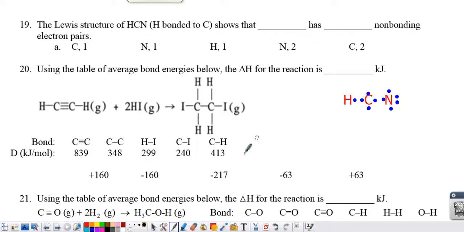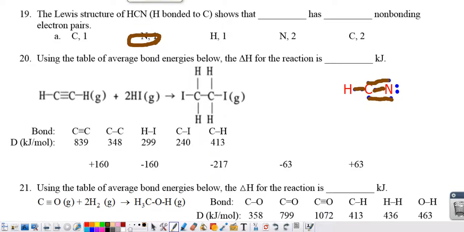Then hydrogen has 1. And then we bond them. Carbon needs more, so does nitrogen. Bond them. Okay. So we have how many? Nitrogen has blank non-bonding pairs. Nitrogen has 1 non-bonding pair. There it is right there. That's a non-bonding pair of electrons on the nitrogen.